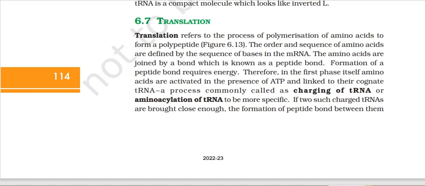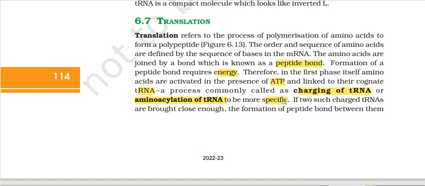The amino acids are joined by a bond which is known as the peptide bond. ये तो आपने chemistry में भी किया होगा. Formation of a peptide bond requires energy. Of course bond बनना है तो energy चाहिए. Therefore in the first phase itself amino acids are activated in the presence of ATP and linked to their cognate tRNA, a process commonly called as charging of tRNA or aminoacylation of tRNA to be more specific.